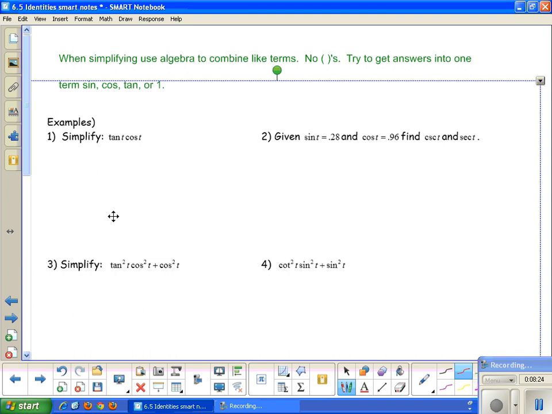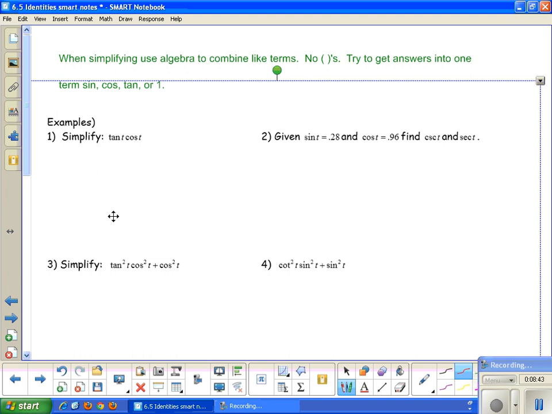When simplifying these, which is what we're going to be doing, we're going to combine like terms using our algebra. A lot of these are just using algebra. And when you're doing that, remember you don't want to have parentheses when you simplify things, and you want to try to get your answers into one term. Usually try to get into sine or cosine or tangent or into 1.